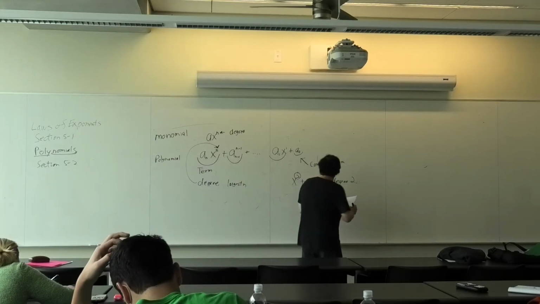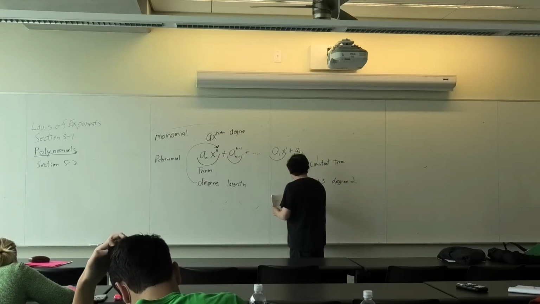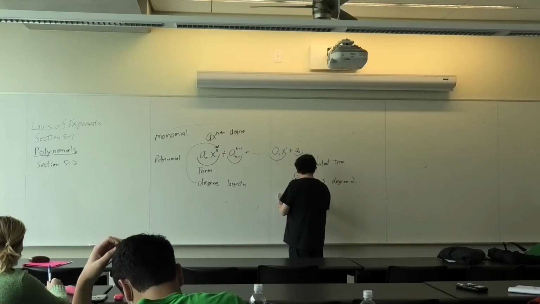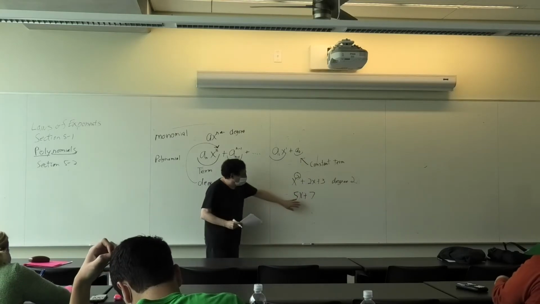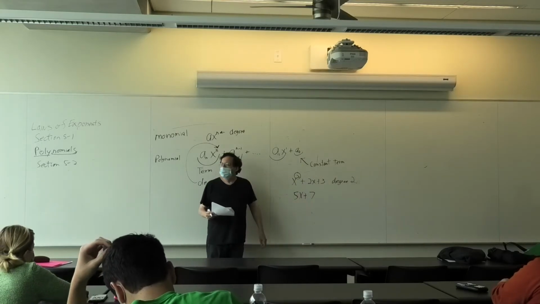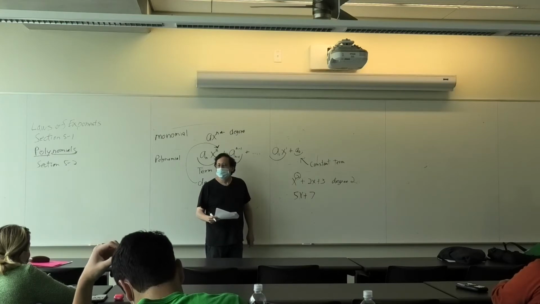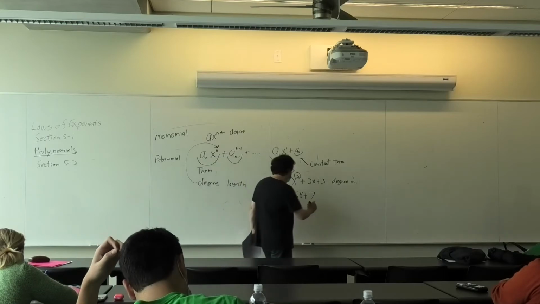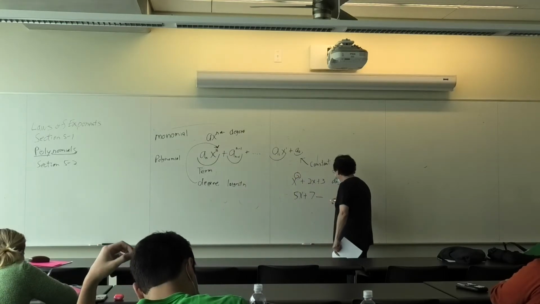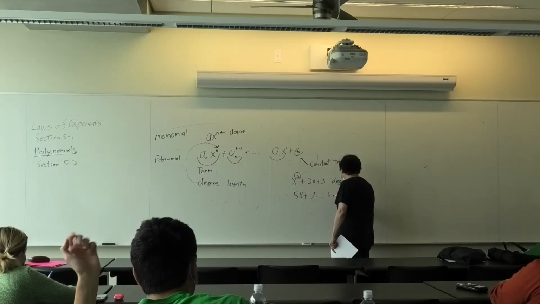I think you're already pretty familiar with something like this. This is a polynomial, what's its degree? 1. And we have a special name for polynomials of degree 1. They're called linear.